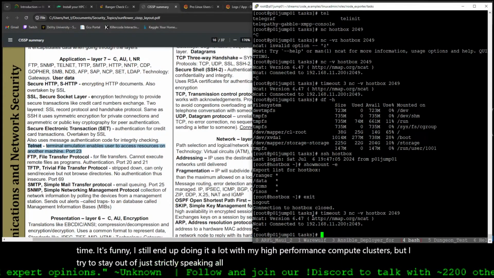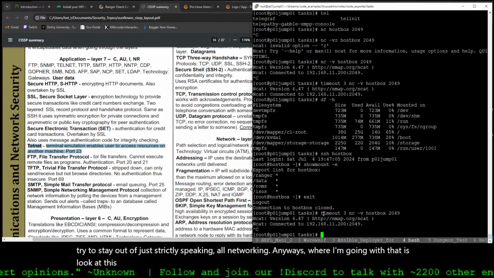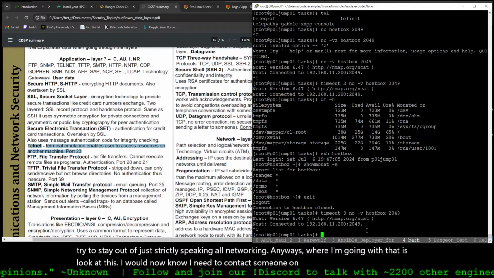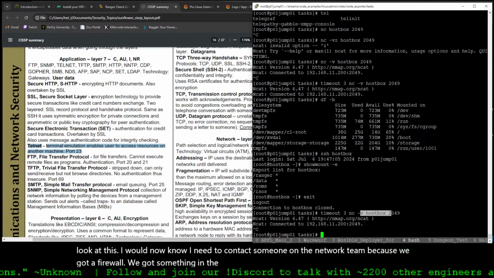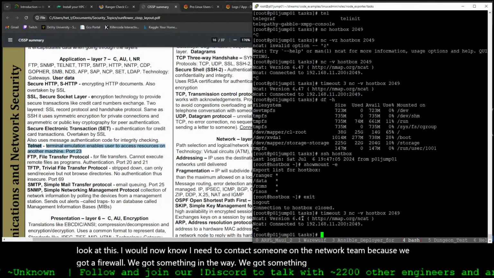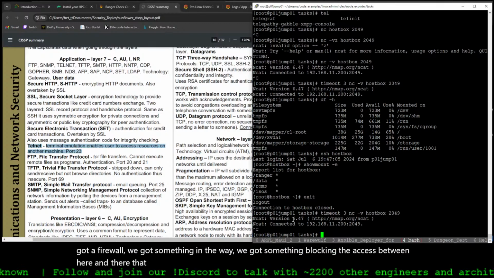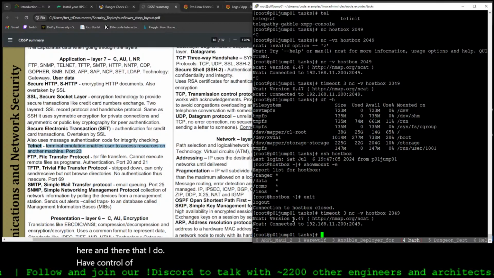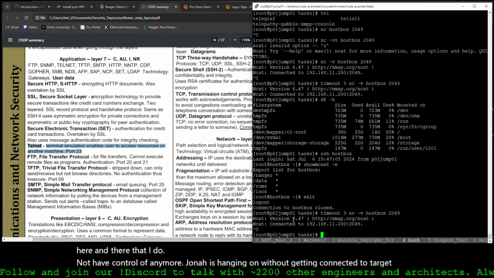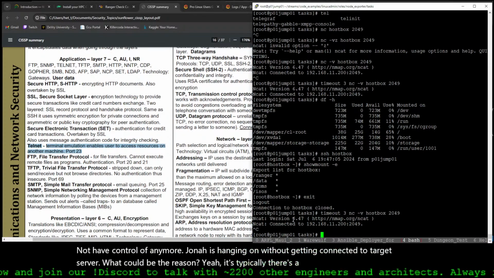Anyways, where I'm going with that is, look at this. I would now know I need to contact someone on the network team because we got a firewall. We got something in the way, something blocking the access between here and there that I do not have control of anymore. Telnet is hanging without getting connected to the target server. What could be the reason? Yeah, it's typically a firewall or something in the way.